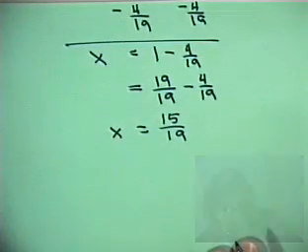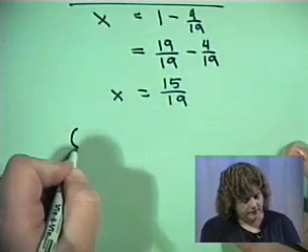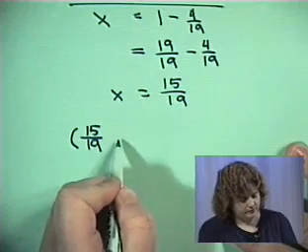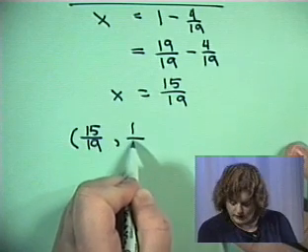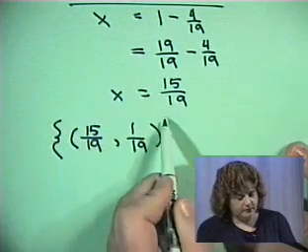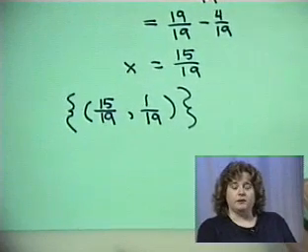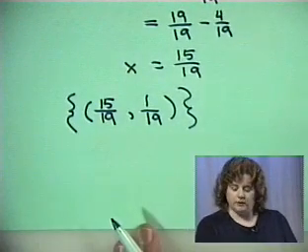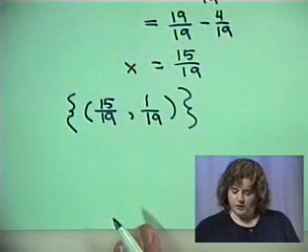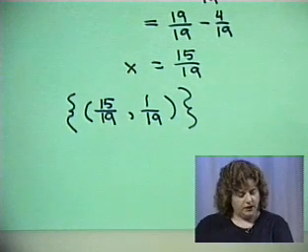Now that we've solved for the other variable, remember that our solution is the ordered pair 15/19, 1/19. And again, that's often presented to you in books as a set. And I'll leave the matter of checking the solution to this system for you to do as an exercise on your own. And that's the end of this example.